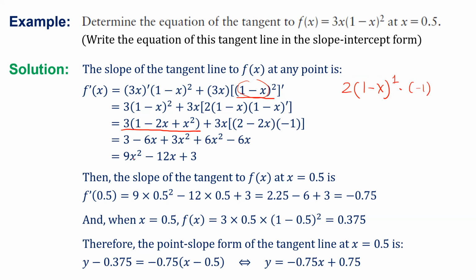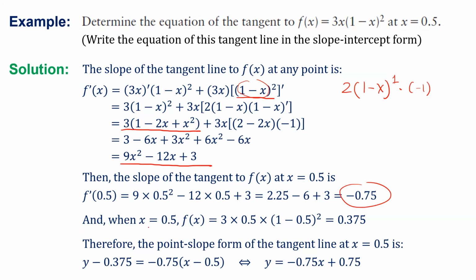Then expand and simplify. The final result of the derivative of f(x) with respect to x is 9x squared minus 12x plus 3. Then we know that the slope of a tangent line to f(x) at x equals 0.5 is just insert 0.5 into the derivative of f(x). Then we get the slope of the tangent at x equals 0.5 is negative 0.75.